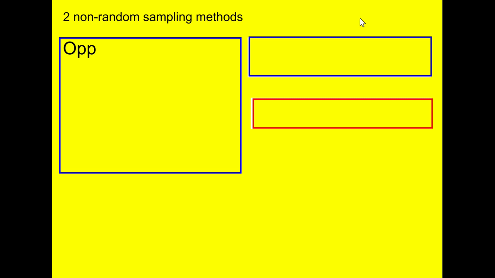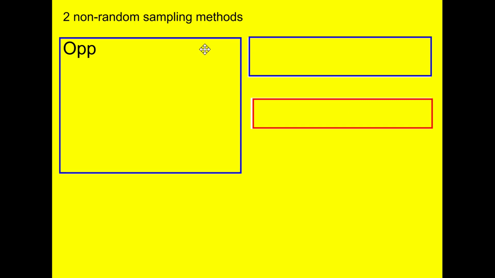Okay, so the first one was simple random sampling. That was when you basically take names out of a hat. The second one we looked at was systematic sampling. That's when you take every 10th person, every 20th person, every 50th pair of shoes. To decide the first one, you've done a simple random sample.